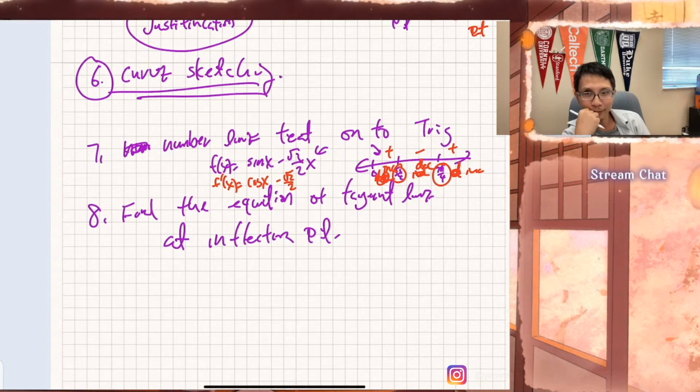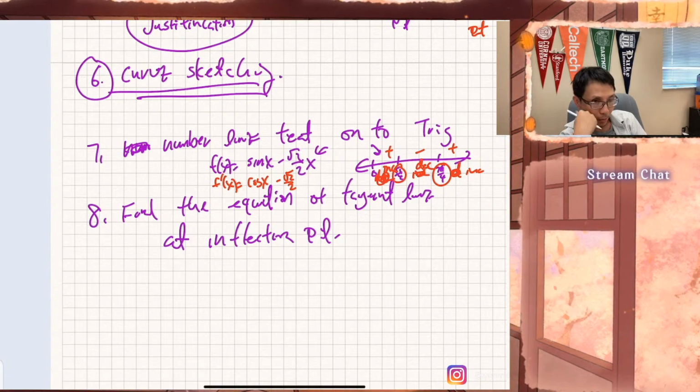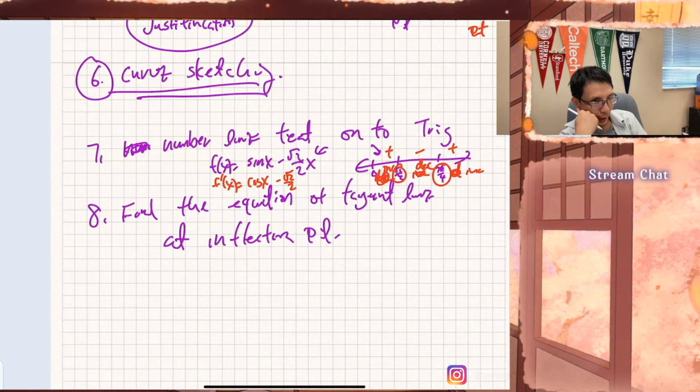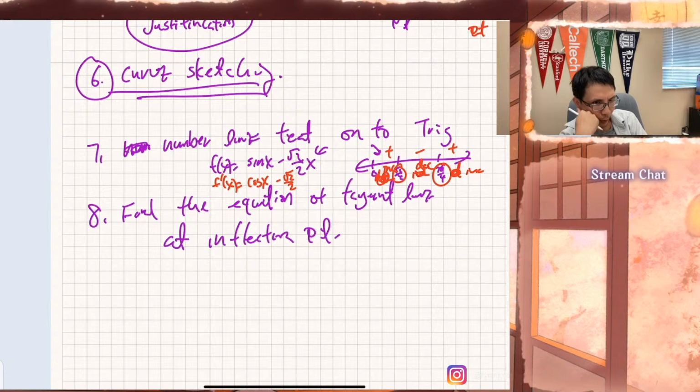Gianluca, what do those values say? What do those values say on the number line? What's pi over 4 and 7 pi over 4?